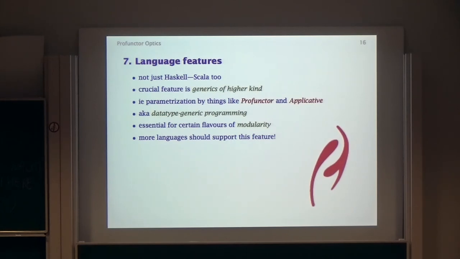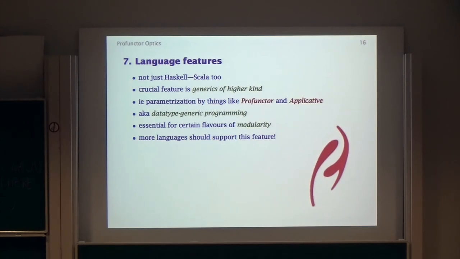I've shown you some Haskell programs. In the paper there's also Scala programs that do the same thing, so it's not only a Haskell trick, but it's nearly only a Haskell trick, because it depends on this feature of generics, parameterization by types, where the generics have higher kind. So I'm not parameterizing by things like integer and character and boolean. I'm parameterizing by things like profunctor and applicative and other stuff like functor and monad and so on. These are not types, but they're operations on types. And you need to be able to parameterize by these things in order to express the constructions.